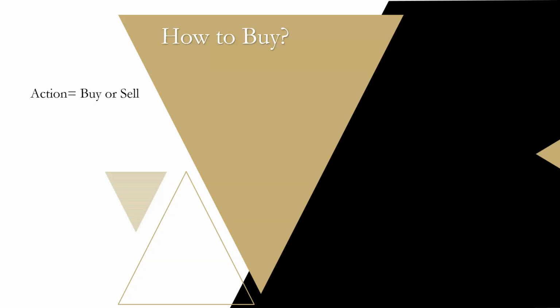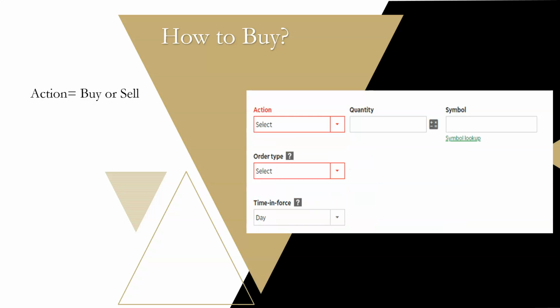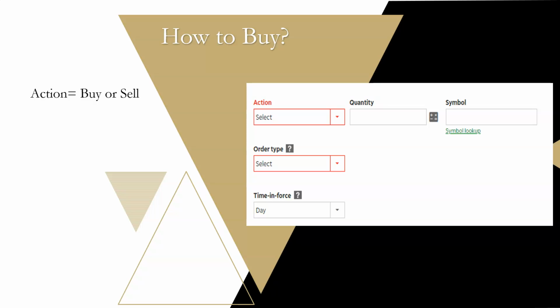The first 3 are relatively self-explanatory. The action is, what do you want to do? Do you want to buy or do you want to sell? Now, your platform may have other options available to you, like buy to cover or sell short. We're going to get into that later. But since the title of this is how to buy your first stock, we're going to stick with that, keeping it simple for now. Here's an example of what an online order form would look like.